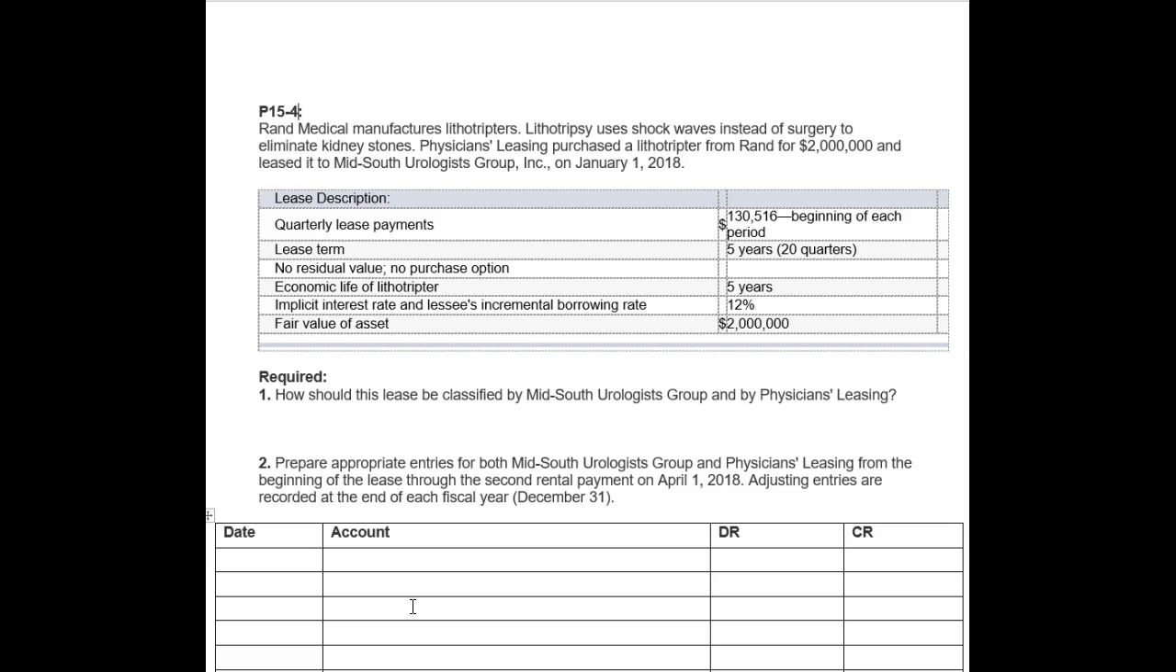So, in other words, this is an annuity due because the timing of the lease payment is that it is due at the beginning of that lease period. The lease term is for 5 years, which equates to 20 quarters. There's no residual value and there's no purchase option. The economic life of the asset is 5 years. The implicit interest rate and the lessee's incremental borrowing rate is 12%. And finally, the fair value of the asset is the $2 million, which is the price of the asset itself.